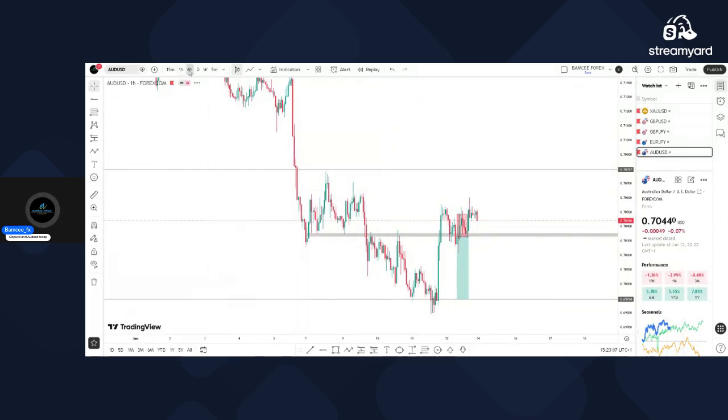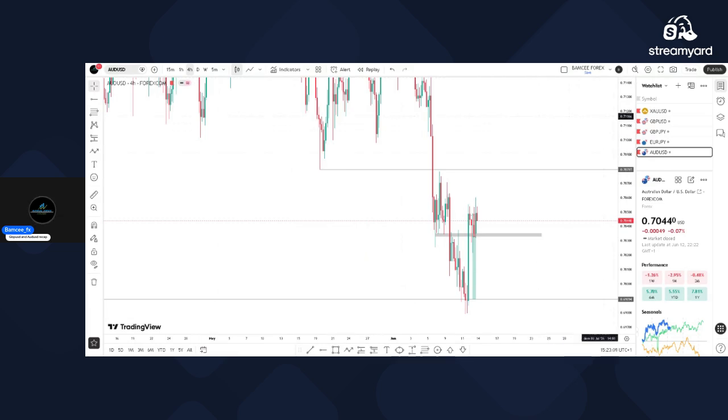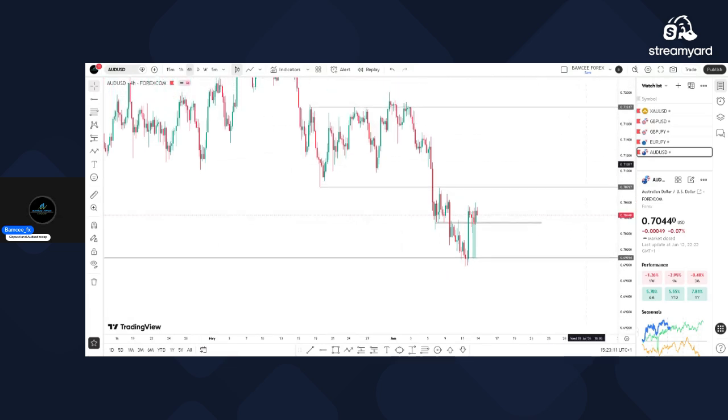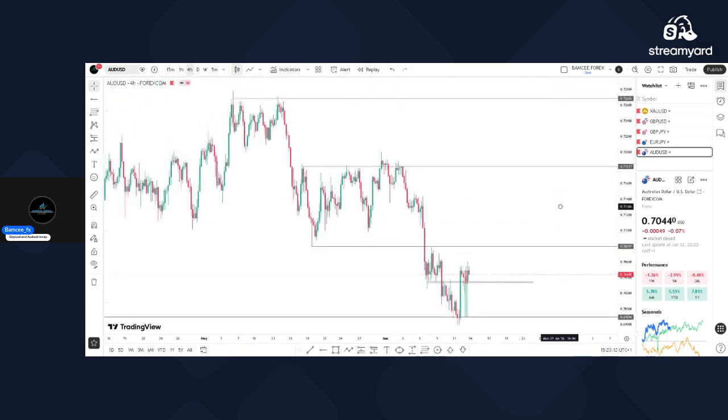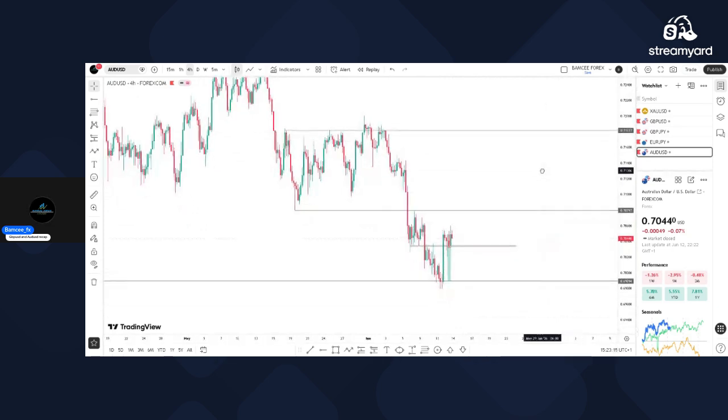Now, on the 4-hour time frame, which is where I do my analysis, you can see the structure for AUD is sell. We can see more sell present than buy, and that was the reason why we went in for a sell. That was the reason why we decided to take advantage of the trend.